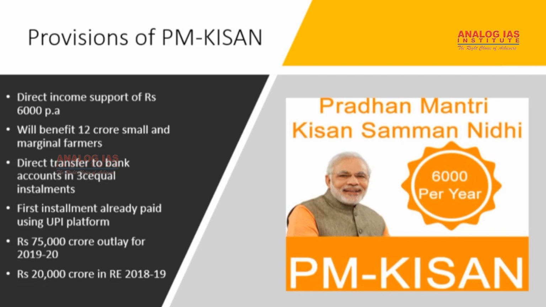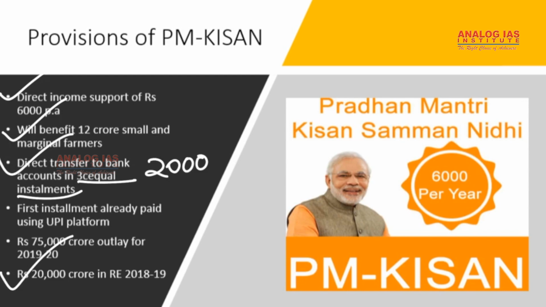Let's look at the provisions of the PM Kisan scheme. Firstly, it is going to benefit 12 crore small and marginal farmers. The direct income support of Rs 6,000 per annum is going to be given to the farmers, and this is going to be given in 3 equal installments of 2,000 rupees each. 6,000 will be divided into 3 installments of 2,000 rupees each. This scheme has been started with a retrospective effect from 2018-19.